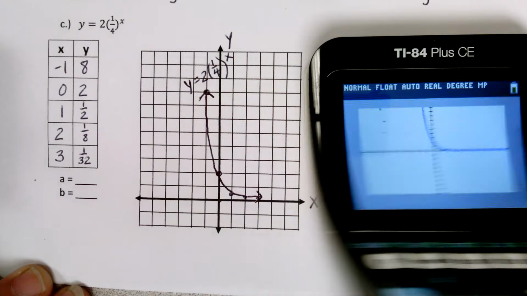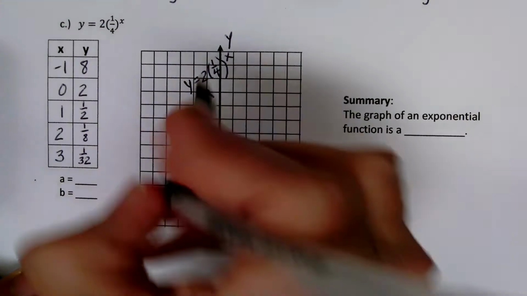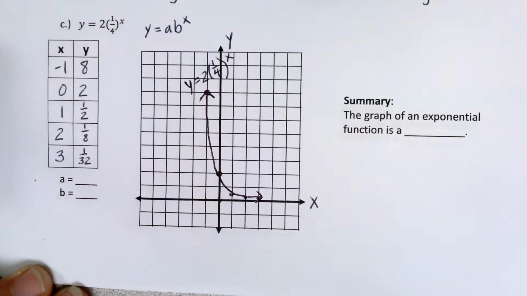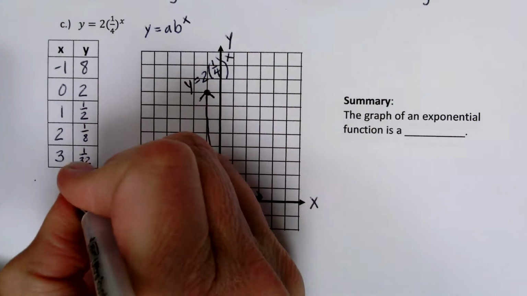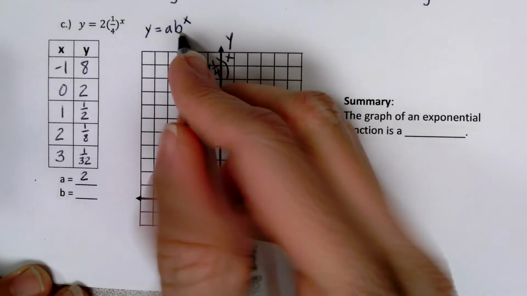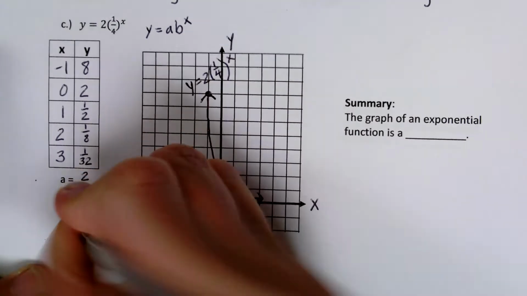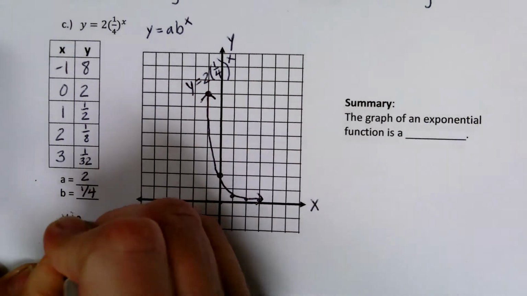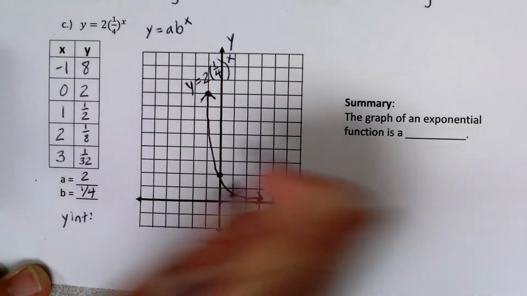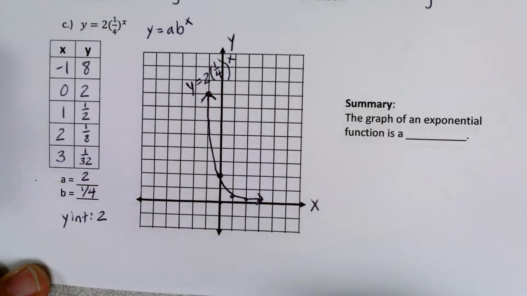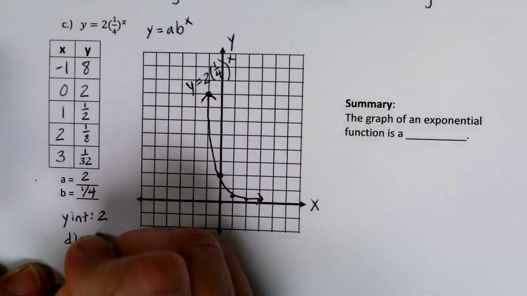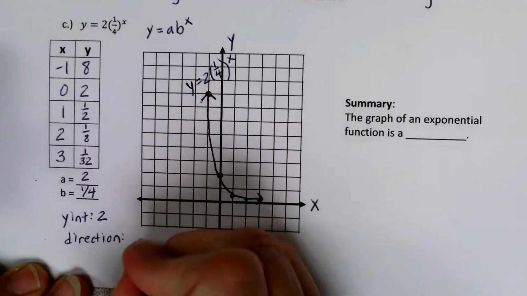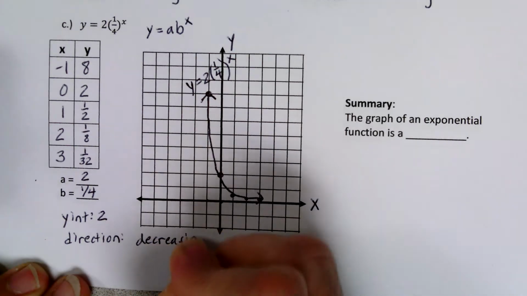And that does. All right, so taking a look at this, remember we're comparing this to y equals a b to the x. So what's our a value? It's 2. Our b value is 1/4. Okay, what is our y-intercept? Looking at this, our y-intercept is 2. And what is the direction of the graph? Going from left to right, our graph is decreasing.